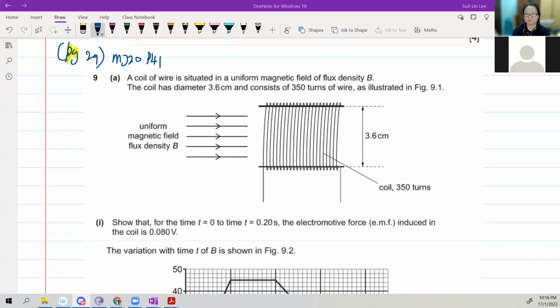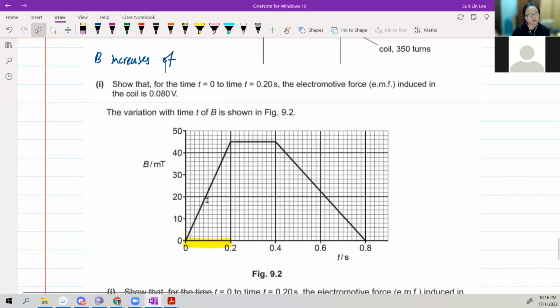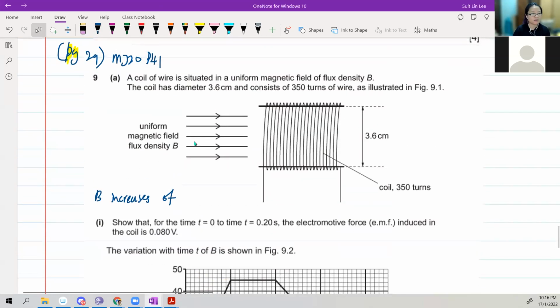Right, I'll give you maybe another 4 to 5 minutes. Try to find the EMF induced in the coil. I'll write here for you. The magnetic field increases, in case you got too many things to stare at, from 0 to 45 millitesla in 0.20 seconds.